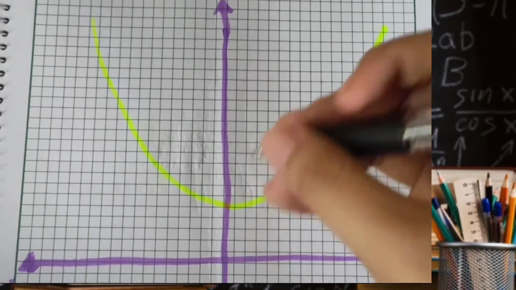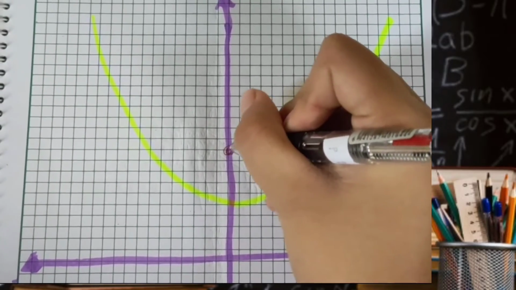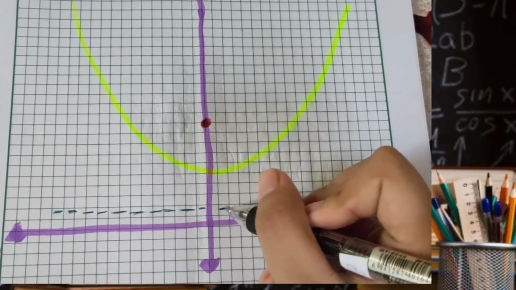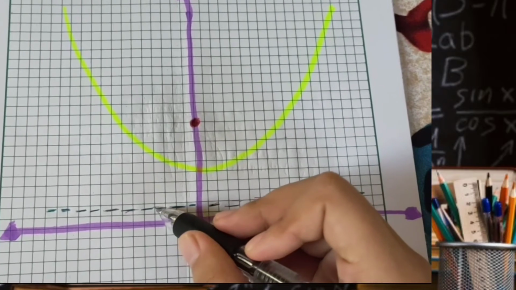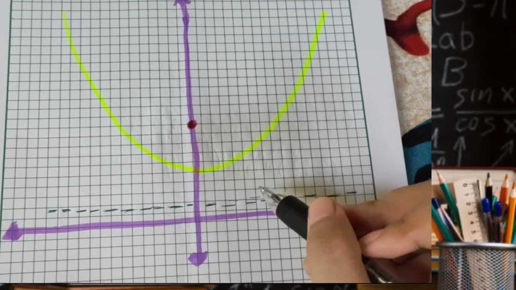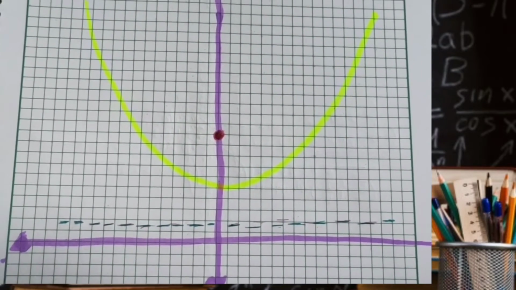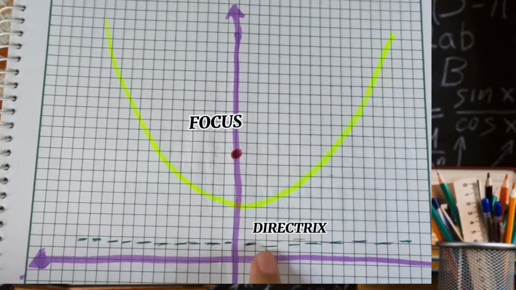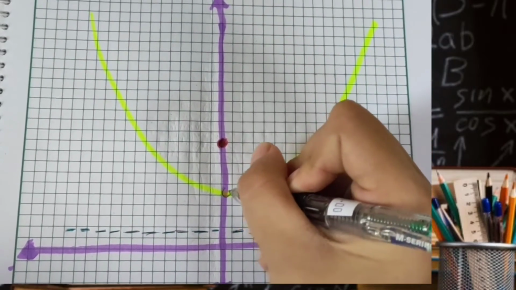The first part of the parabola is the focus. Focus is a fixed point of the parabola. The second part of a parabola is the directrix. This fixed line is called the directrix. Directrix is used in describing a curve or surface. Next is the vertex. The vertex is the midpoint between the focus and the directrix. So, this is the vertex.